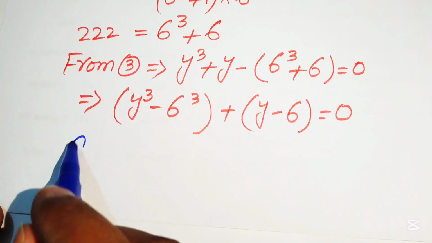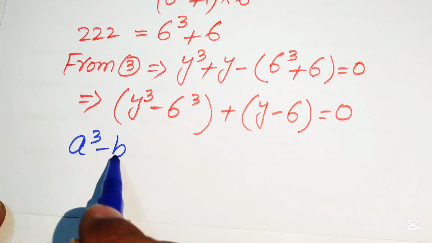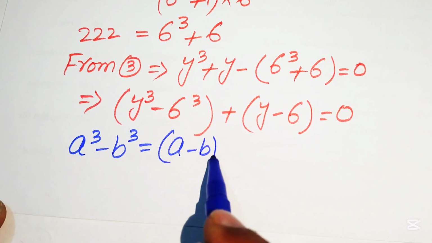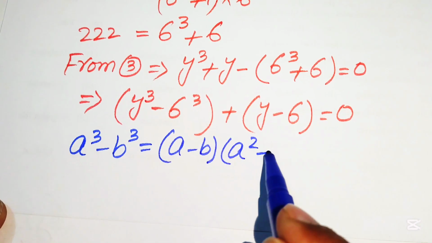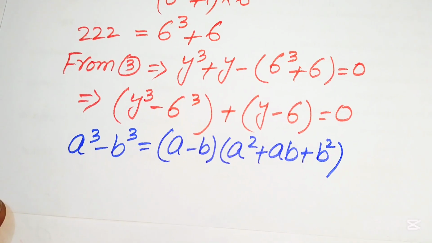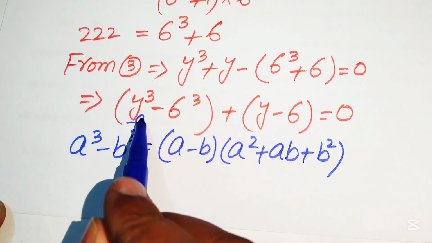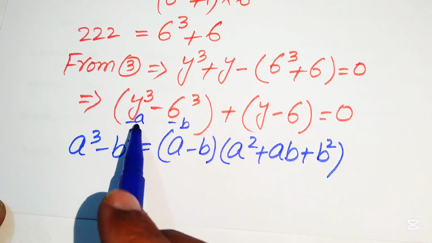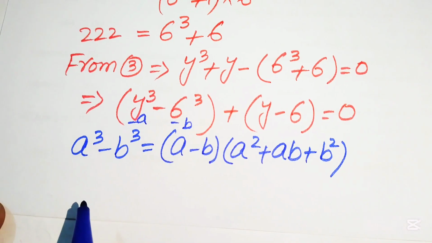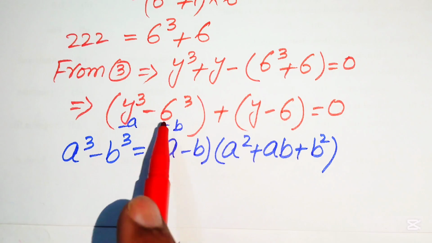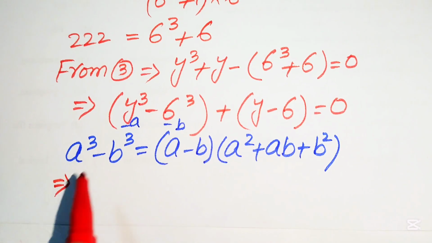If we have a cube minus b cube, it equals a minus b times a square plus ab plus b square. Okay, so you see that this is our a and this is our b. It means that the base y is a and this 6 is b. So here we apply the formula.